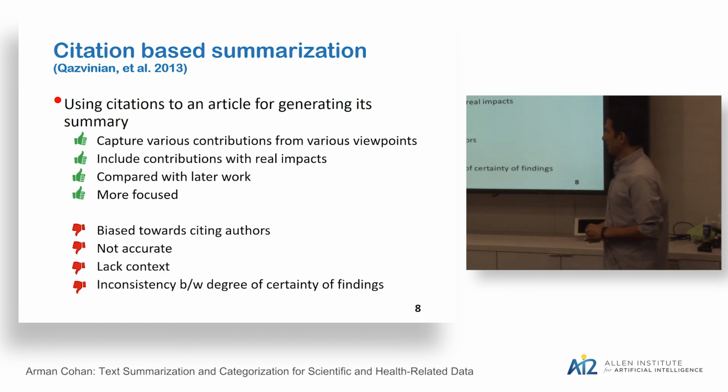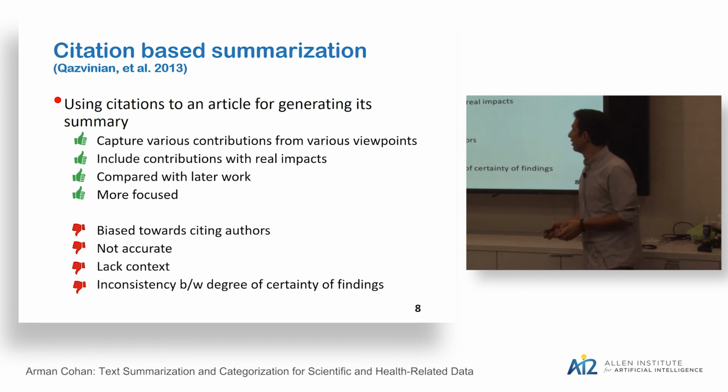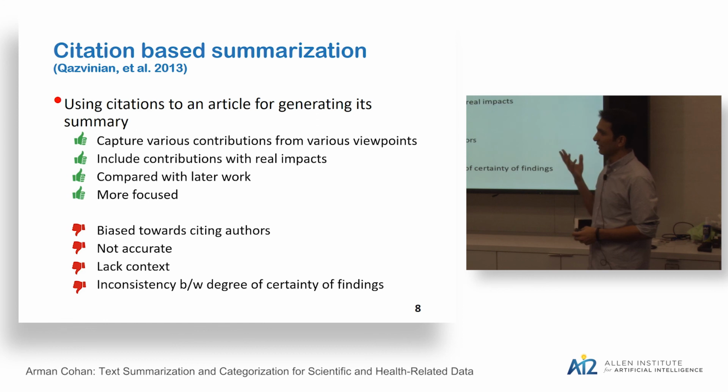But it turns out that they're not always accurate. We have all seen citations that talk about, for example, our work or another work that is not what we meant. And they sometimes lack context. For example, they say that this author did this and it resulted in this conclusion. But they do not mention what were the assumptions or conditions under which those results were obtained.